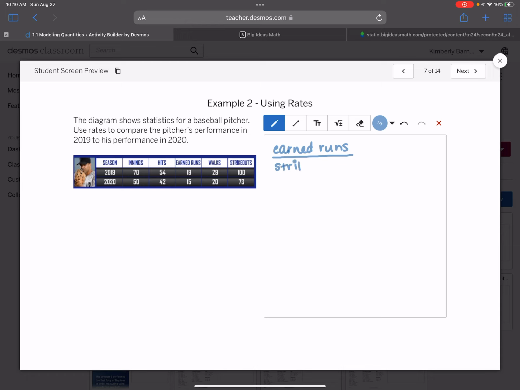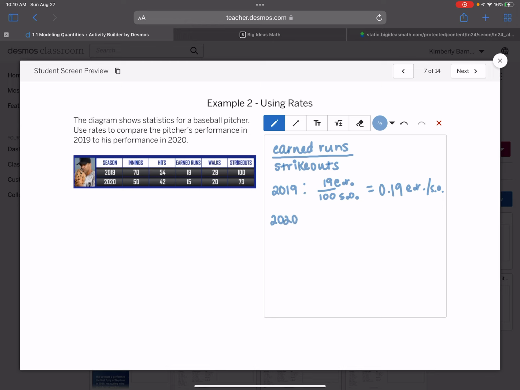And you'll notice in your book that they use two different examples to show you that you can use any rate. So in 2019, his earned runs was 19, and his strikeouts was 100. So if I have 19 over 100, that's 0.19 earned runs per strikeouts.